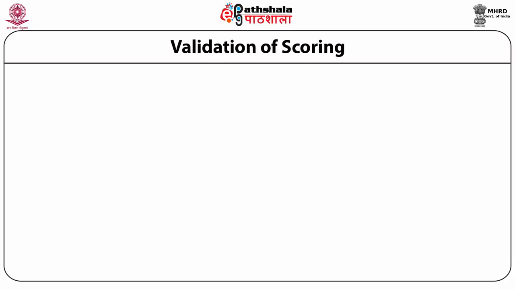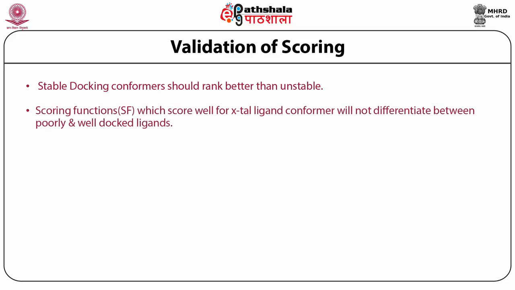As we have seen, it is very important that we have a validation of scoring. There could be opportunities of different conformers and different poses, and when it comes to comparison from one active site to another active site, it becomes even more difficult. Hence, a stable docking conformer should always rank better than an unstable docking. Now, a scoring function which scores the crystal structure conformer is very important, because otherwise it will not differentiate between poorly and well docked ligand, and then it becomes difficult.